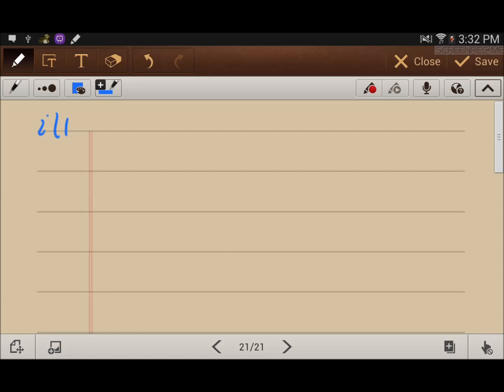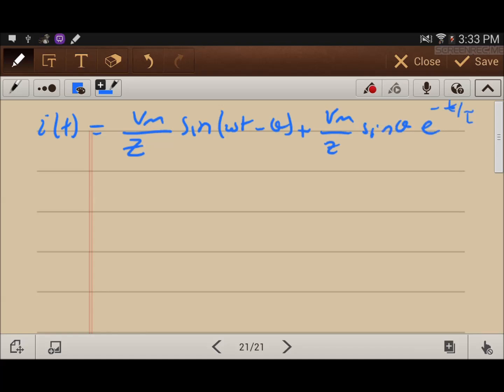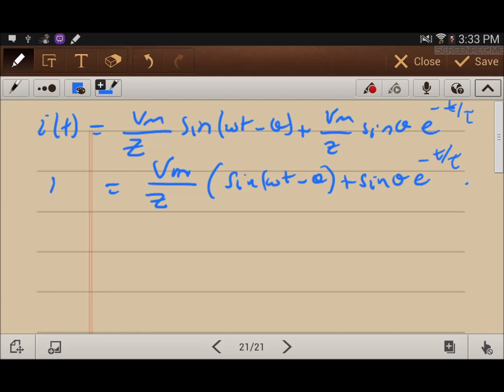So the total current as a function of time will be V maximum over Z sine omega t minus theta, plus A, which is V maximum over Z sine theta, times e to the minus t over tau. We take V maximum over Z as a common factor, so V maximum over Z times sine omega t minus theta plus sine theta e to the minus t over tau. So this is the current waveform as a function of time in the half-wave rectifier with RL load.